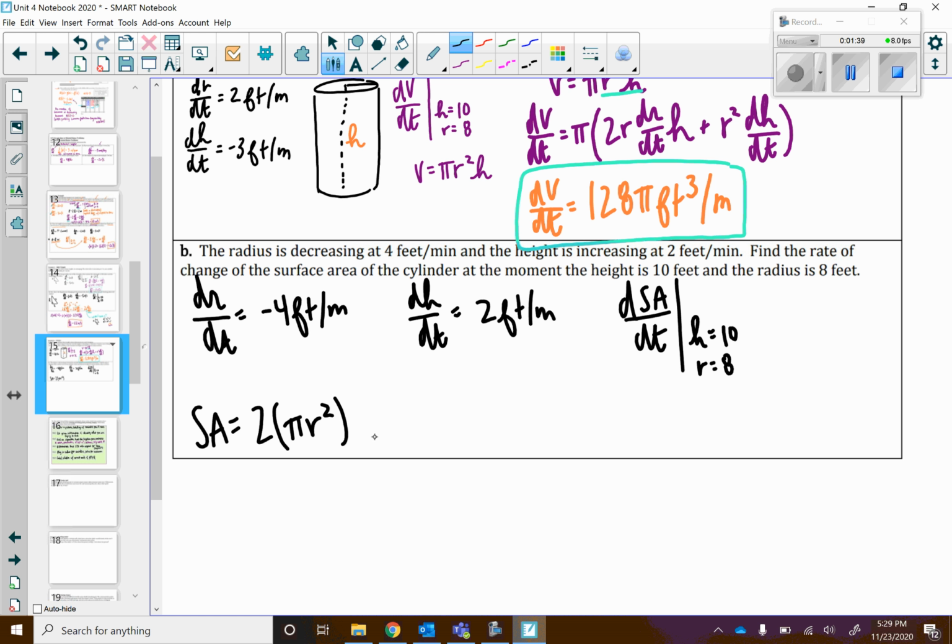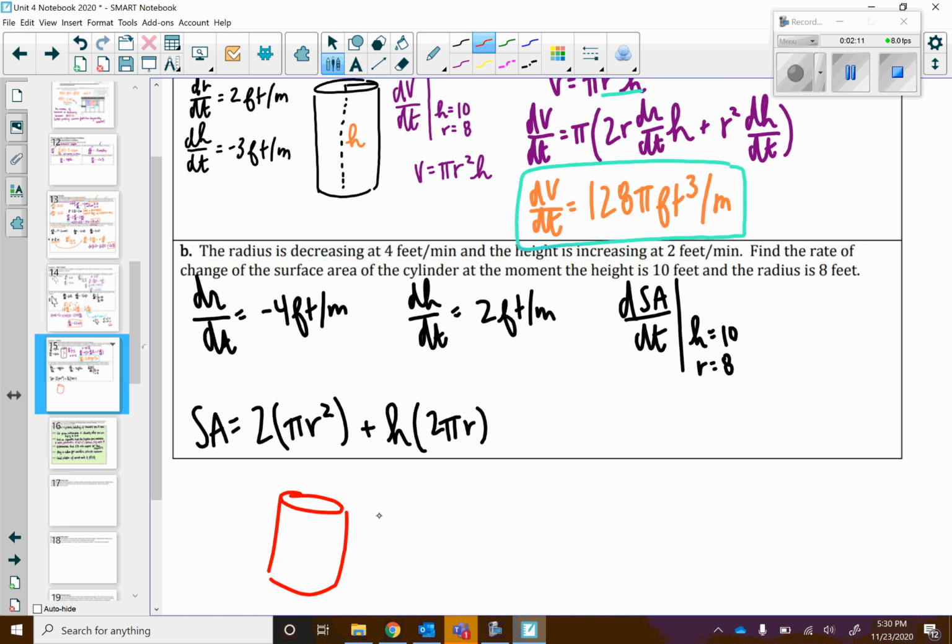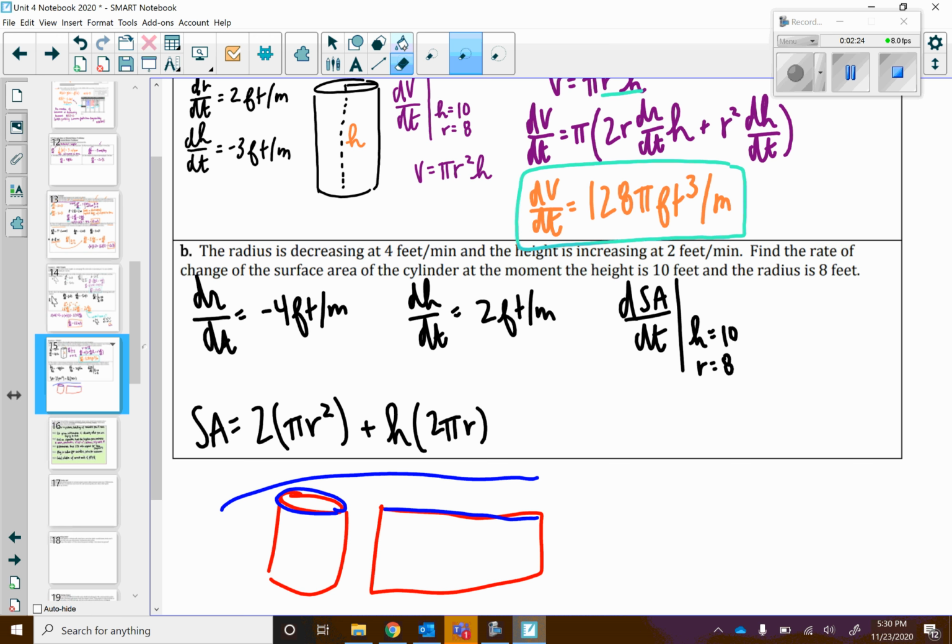And then the middle piece, realistically, it's a rectangle. If I were to unravel it, it's a really long rectangle that has a width of h, so plus h times, and the length is the circumference of the circle, so 2 pi r. If I unravel it, it's a really long piece of paper, basically, with this length being the circumference of our circle.